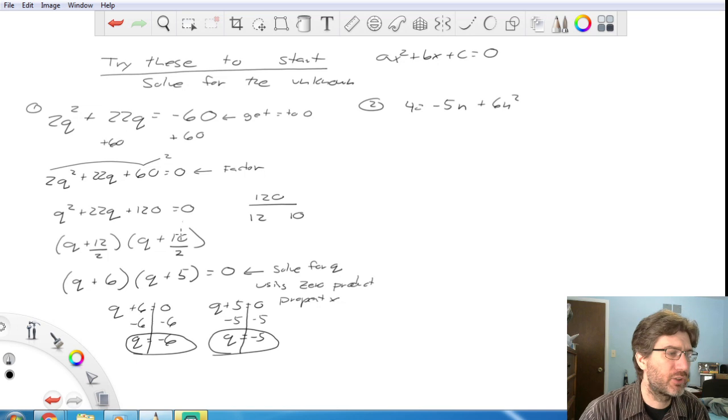Excuse me. And you can check these by actually plugging them into q and solving. If you plug in a negative 5, you should get negative 60. If you plug in a negative 6, you should also get negative 60. So these will have 2 different outcomes, or the same outcome but 2 different inputs.